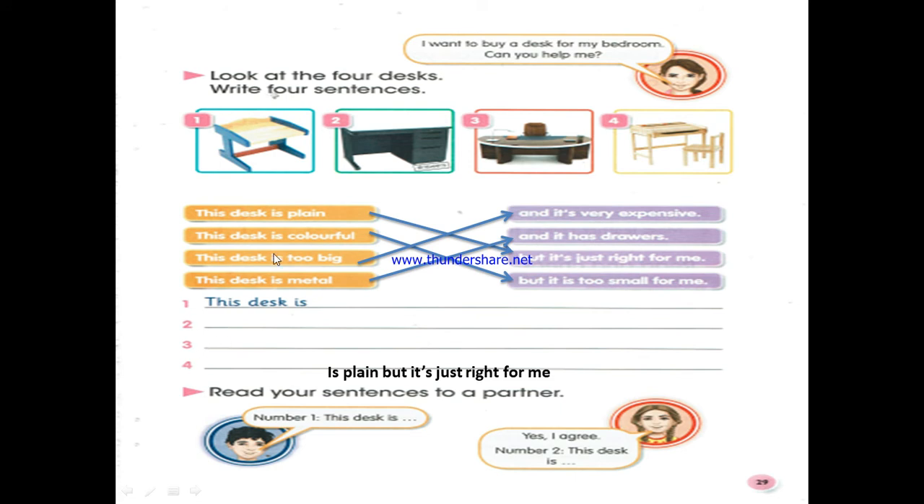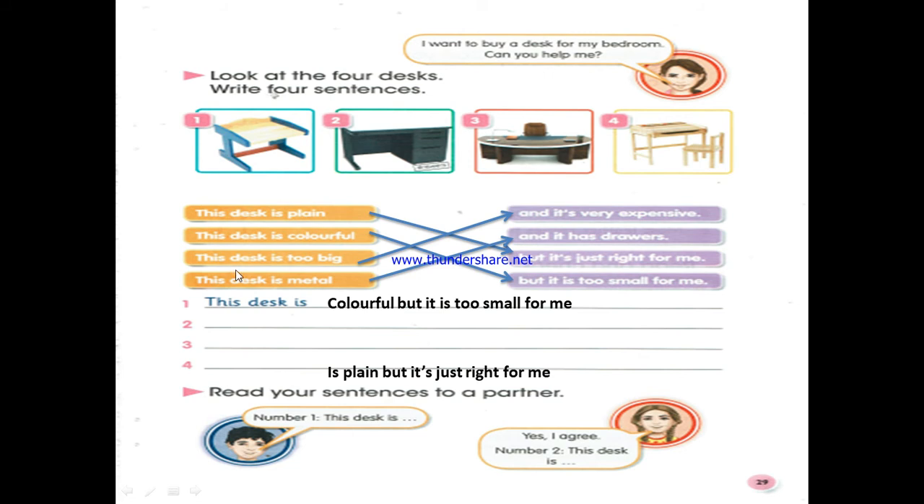Okay, I said go and sit. Number two, we depend on the picture, نعتمد على الصورة. What do we have here? This is colorful. This is metal. This is big, and this is plain. Number one, this disc is colorful, but it's too small for me. Why? Because we go by the pictures, يعني احنا راح نمشي على الصور. ما راح نمشي على جوابنا هنا, لا, على الصورة. Picture number two.